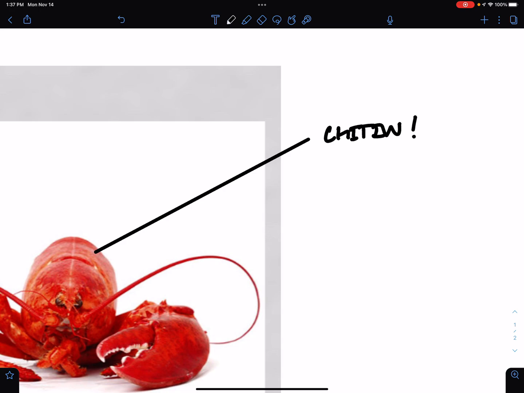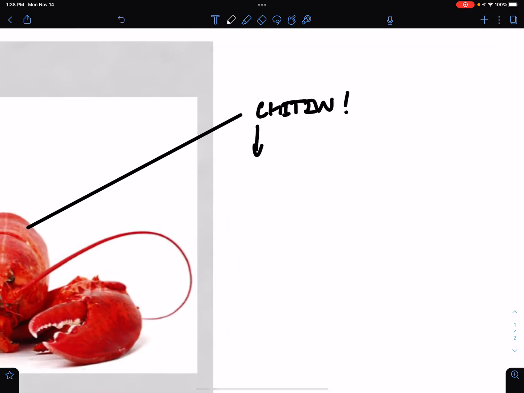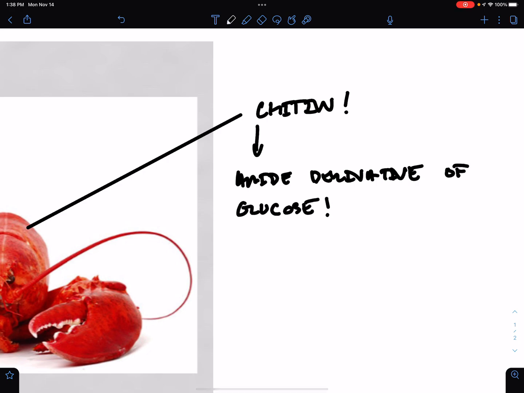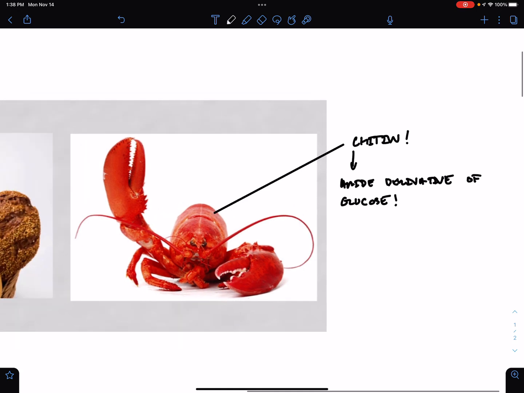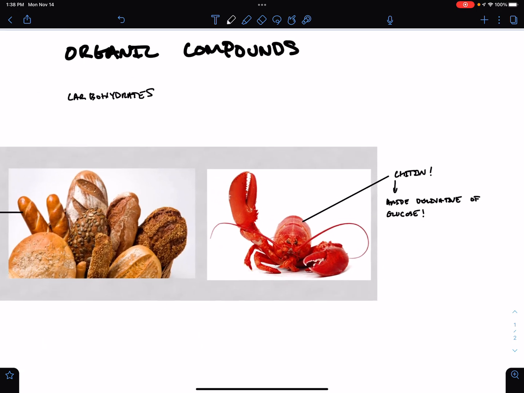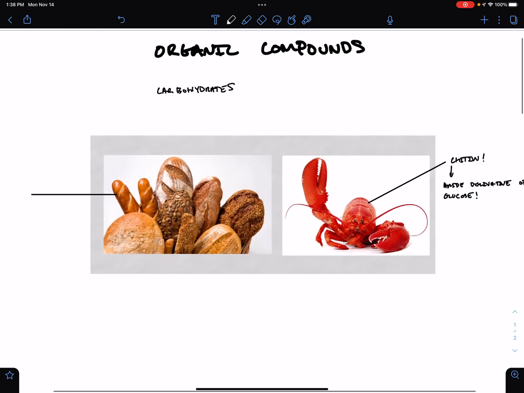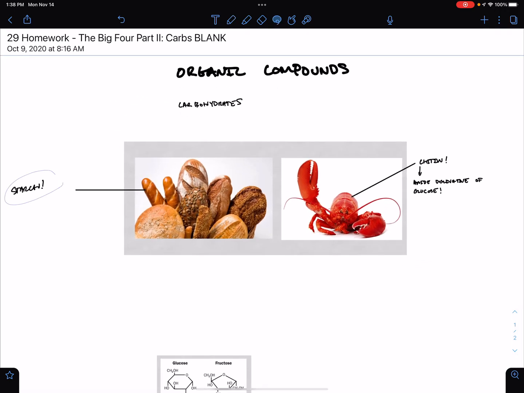Chitin is made up of glucose, a special type of glucose that contains nitrogen. It's called an amide derivative of glucose. And it's actually the second most abundant polysaccharide that's found in the entire world. So this is just to show you that carbohydrates can take on a very diverse array of structures and give a very diverse array of functions.